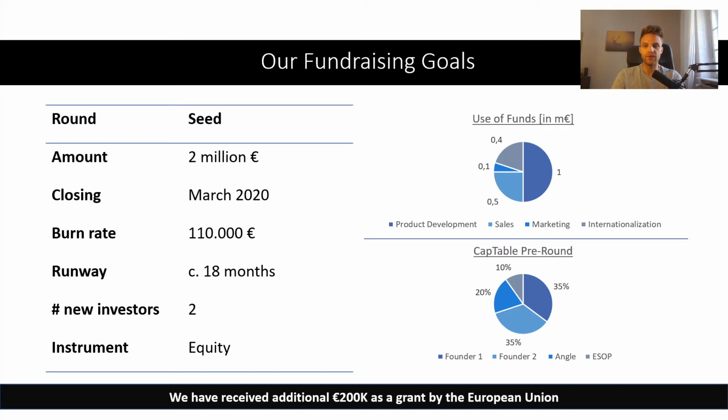Amount, 2 million euros. A very clear number, closing March 2020. And the burn rate would be 110K. So this would give me a runway of 18 months. And they are looking for 2 investors. And the investment instrument that they are looking for is equity. Let's go through that again because 2 things are pretty important here.